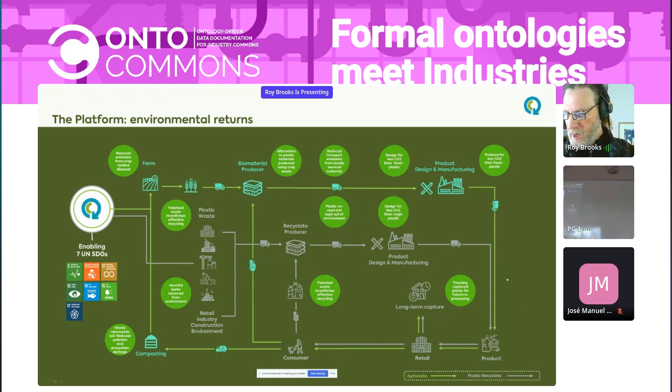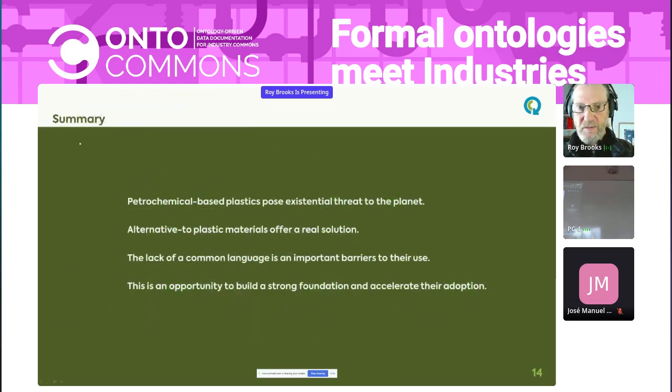So, I think that really, in summary, petrochemical-based plastics pose an existential threat to the planet. I think we can agree on that. Alternatives to plastic materials offer a real solution. They are something well worth considering. They have great potential. A lack of common language is, we think, a very fundamental barrier to their use, but it's an opportunity to build a strong foundation and accelerate the adoption to all our benefits.